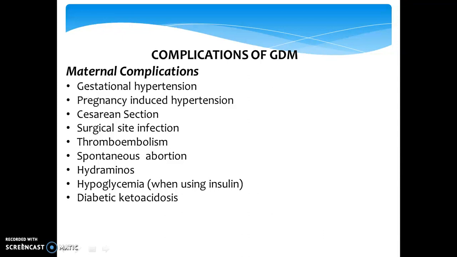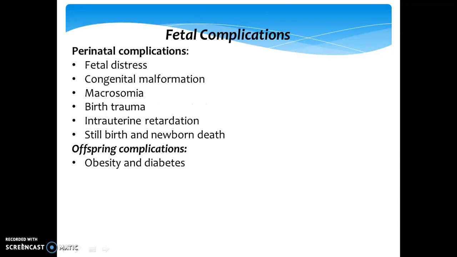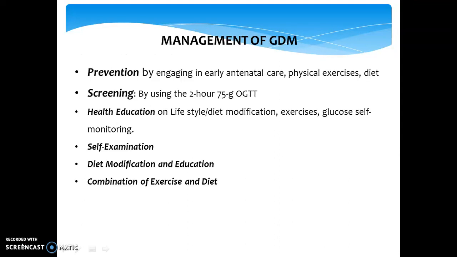Complications. The maternal complications include gestational hypertension, pregnancy-induced hypertension, cesarean sections, surgical site infection, thromboembolism, spontaneous abortion, hydramnios, hypoglycemia when using insulin, and diabetic ketoacidosis. Fetal complications: the perinatal complications include fetal distress, congenital malformation, macrosomia, birth trauma, intrauterine growth retardation, stillbirth, and newborn death. Long-term complications include obesity and diabetes in the future.